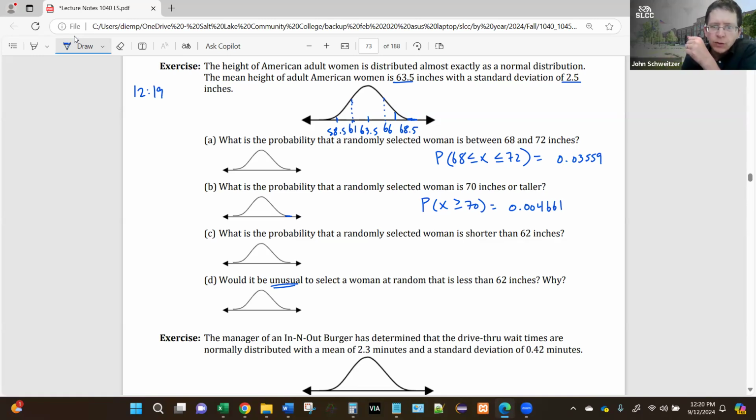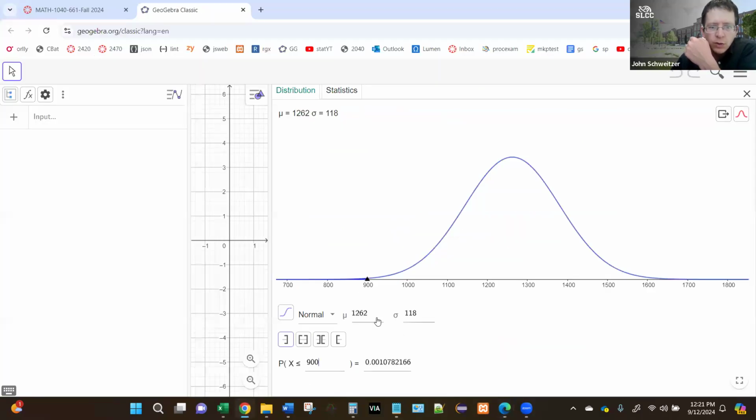Anybody have shorter than 62? What's the probability that a randomly selected female is shorter than 62 inches? Great, so you guys are nailing this. 62 is about right there. It's more than 61. So that's a substantial part of the distribution. It's not a majority, but at least 20, 30% or so. But we don't need to guess. We can use GeoGebra to get that. So 0.2743. Okay, so let's do some of these in GeoGebra.